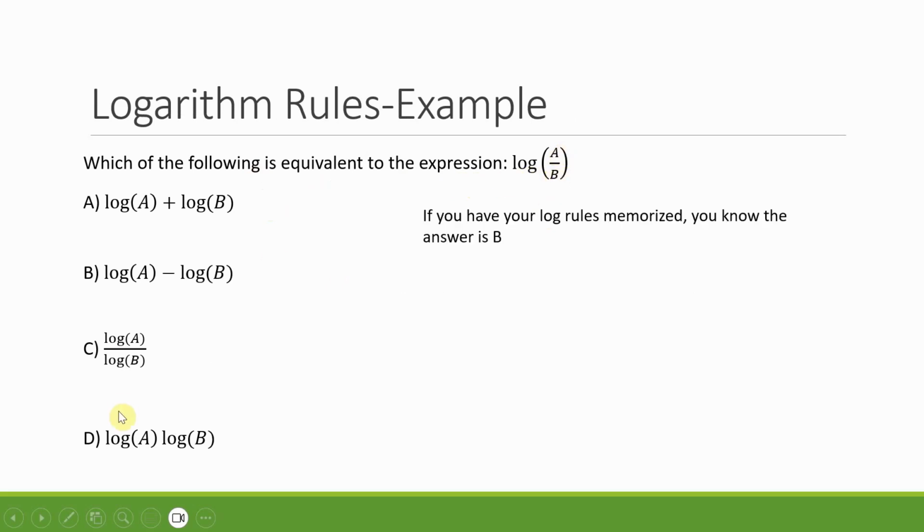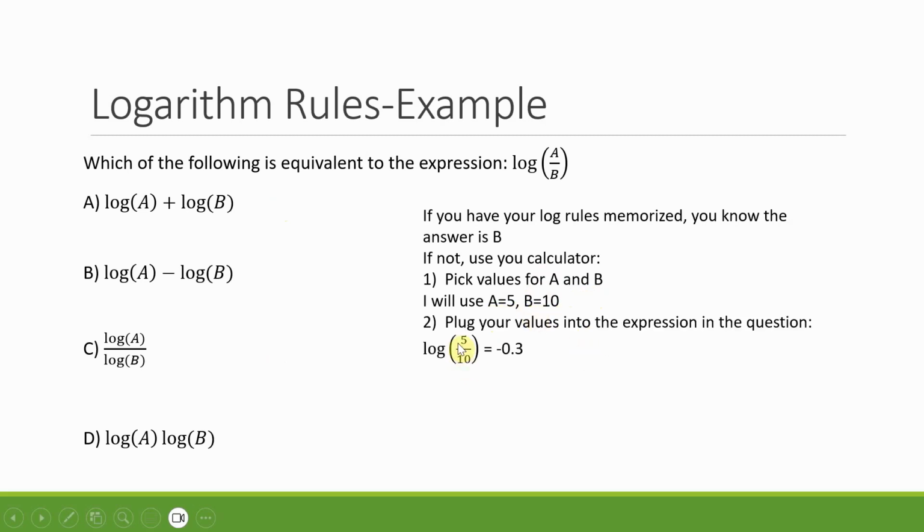Here are my answer choices. Now, if you do know your log rules, you're going to know right away the answer is B. So it is helpful to have those memorized. It's faster. But a lot of people don't know them, and if you don't have time to memorize everything, you don't necessarily have to. Instead, we're going to use our calculator, make up some numbers, and figure it out. So we're going to pick some values for A and B. So I'm choosing 5 for A, 10 for B.